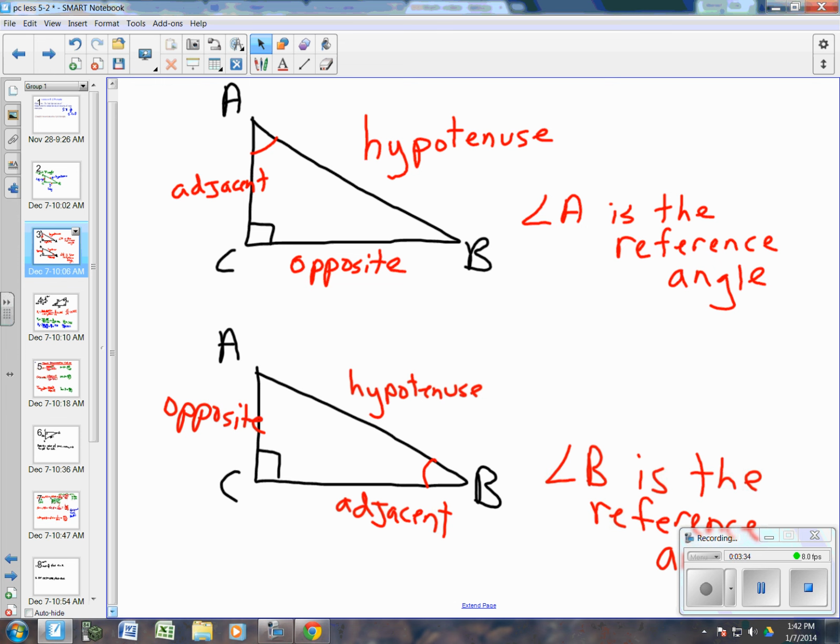Okay, so, you guys still copying it down? I get a lot of students that get confused on which side's opposite, which side's adjacent. Just think about it. Opposite is opposite, adjacent is next to. Hypotenuse is always the hypotenuse.